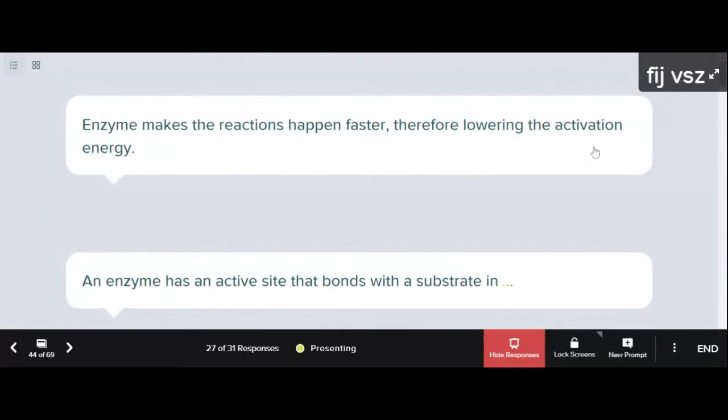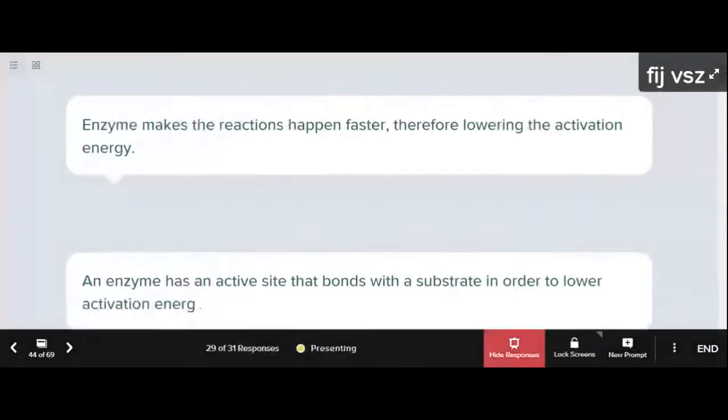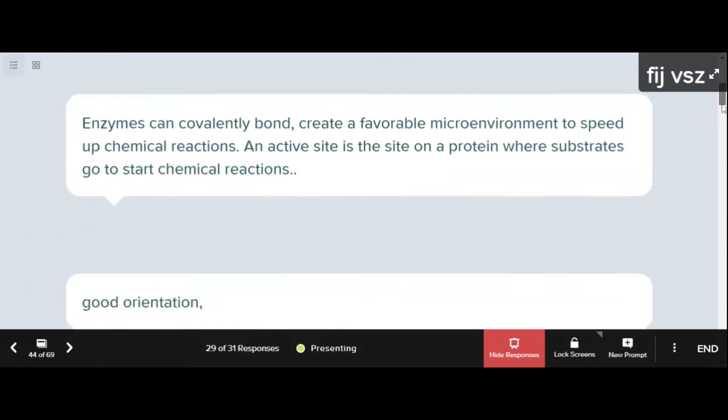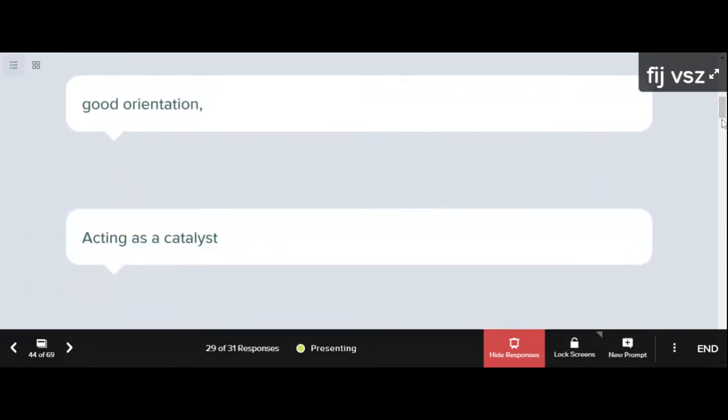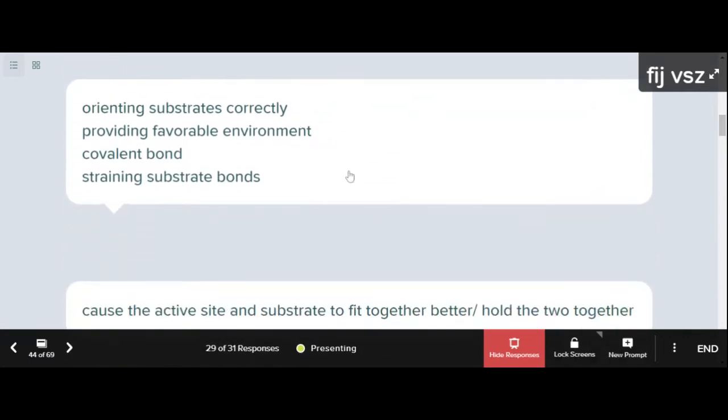Okay, that is a correct sentence. Okay, so enzymes can create favorable microenvironments. Yes. It's on the enzyme where substrates go to start chemical reactions. Very nice. Good orientation of substrate molecules. Yes. Okay. Oh, I love that. Beautiful. Very nice list.